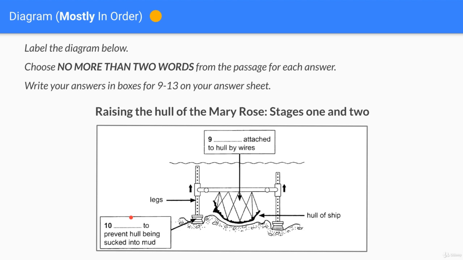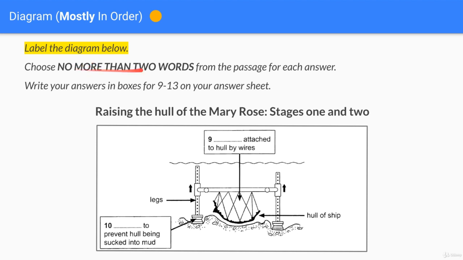Next up, we have the diagram question, mostly in order and of medium difficulty. Now this one is really easy to identify because it says label the diagram below, and there is a huge diagram over here. So you can't miss that. So very easy to identify a diagram question. And in the diagram question, what can happen is sometimes it might be a multiple choice question. Other times it might be a fill in the blank question.